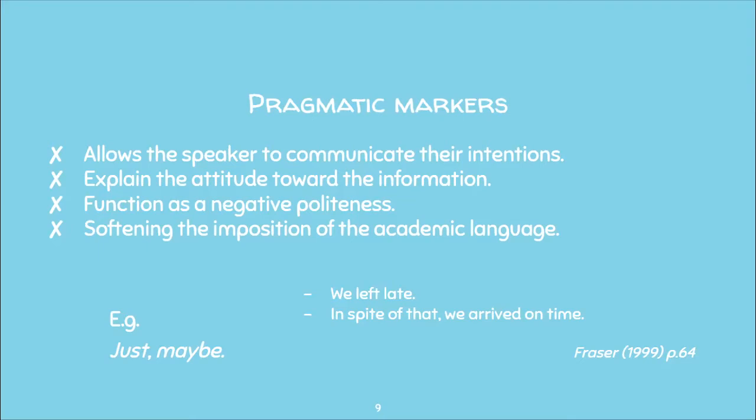And to be more specific, in this article, we have the Fraser example that we have two sentences. Like the first one, we left late. And the second one, using a pragmatic marker. In spite of that, we arrived on time. So in this case, the pragmatic marker here is in spite of that, because we can add some points that don't change the meaning of our message, but can say more than we are trying to say. Next, please.